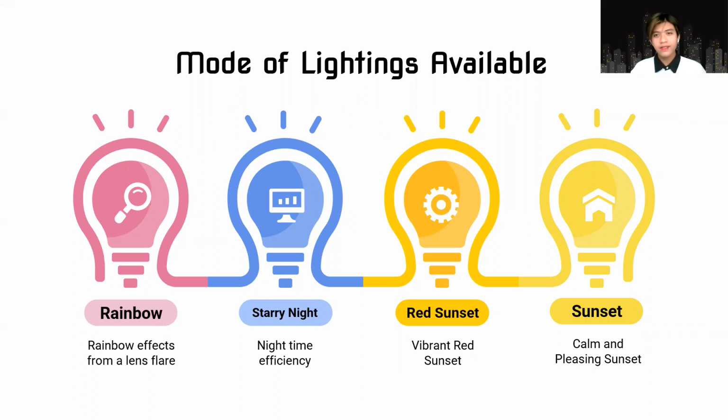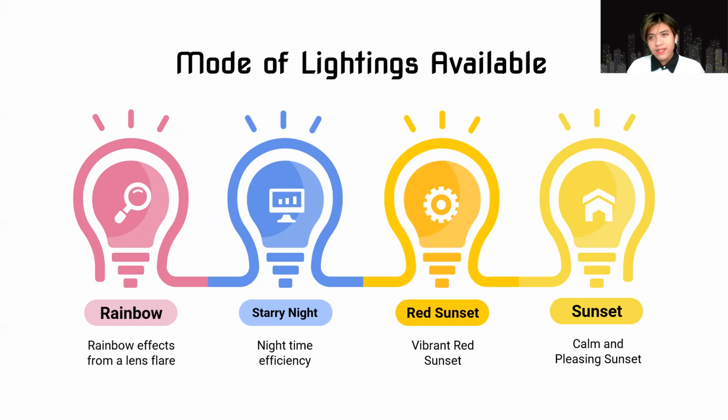Next, we have the starry night. The starry night lighting is quite good for anyone who is having a hard time sleeping, anyone who has insomnia, because it has nighttime efficiency. This lighting projects starry night skies, like a night sky with moon and glittering stars. So it's calm, and it makes it easier for people to sleep.